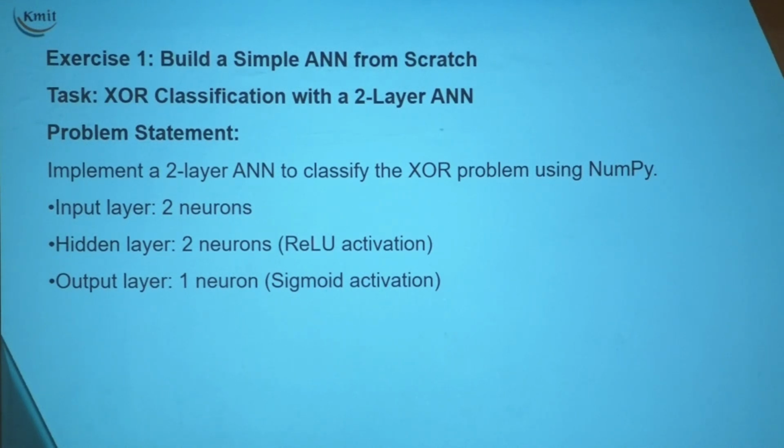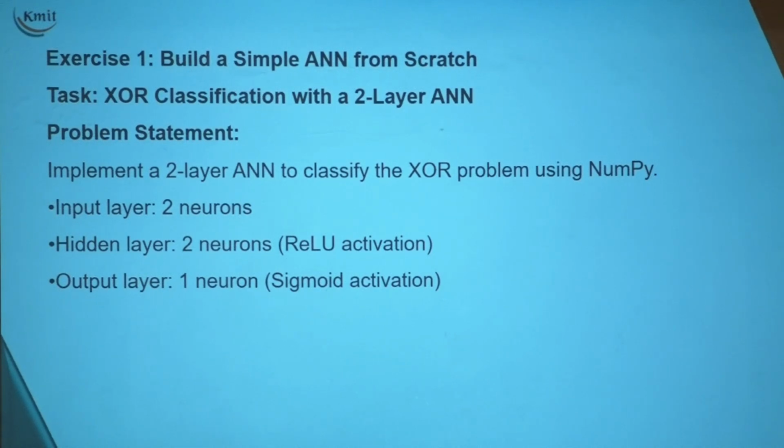How many input layers? 1. With how many neurons? 2. Why? XOR gate has only 2 inputs. 0, 0, 0, 1, 1, 0, 1, 1 combinations. The inputs are only 2, X and Y. So this X and Y can be either 0, 0, 0, 1, 1, 0, 1, 1 combinations.